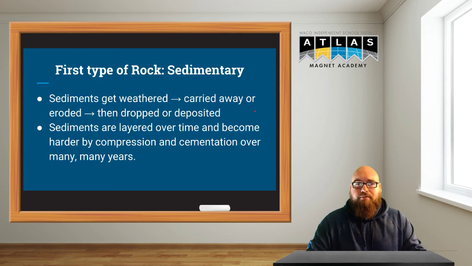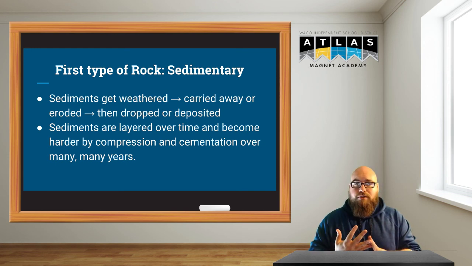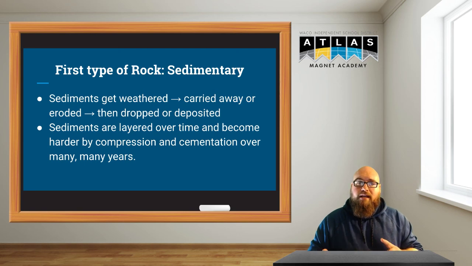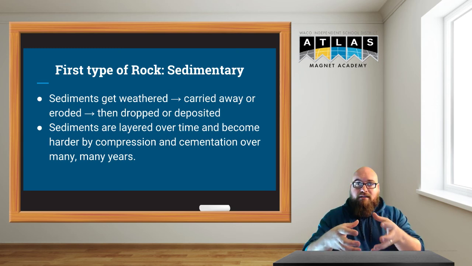So the first type of rock is sedimentary rock. This is the process that sedimentary rocks go through to get made. First, we have to break down sediments through weathering and erosion. Alright, then they get carried away or eroded. Okay, they get moved. From there, they then get dropped and deposited somewhere.